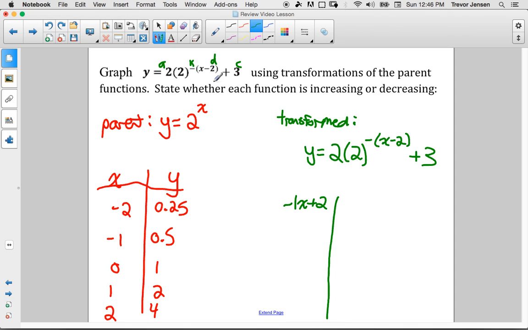Next, let's look at what's going to happen to the y values. Let's look at a and c. Well, a is 2. That's going to cause a vertical stretch by 2, so I have to multiply my y's by 2. And I'm going to have to shift up 3, so I'm going to have to add 3 to my y values.